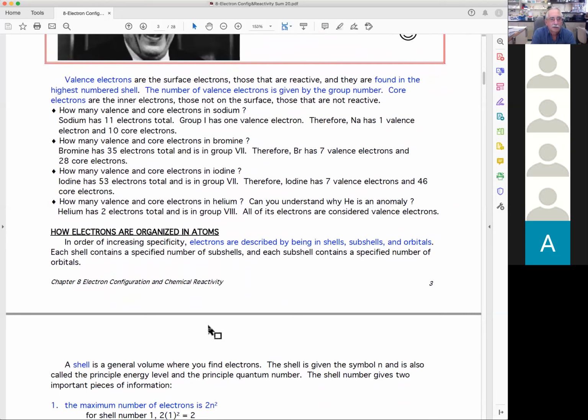So valence electrons are the surface electrons. Those are the reactive electrons. Those are the ones that are found in the highest numbered shell. And the number of valence electrons is given to you by the group number on the periodic table. So if they're not valence electrons, they're going to be core electrons. Core electrons are the inner electrons, those that are not on the surface, and those are the ones that are not reactive.